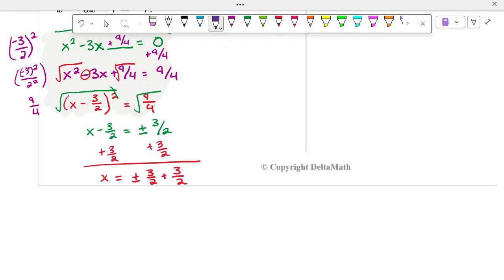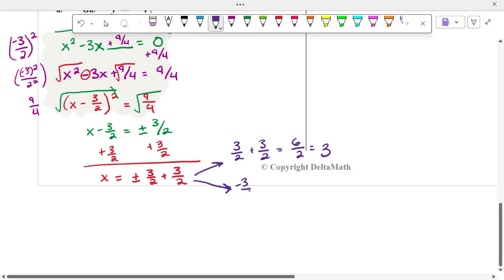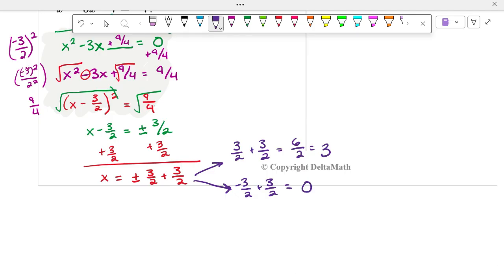I can then separate that into positive 3/2 plus 3/2, which is 6/2, or what's that? 3. And then negative 3/2 plus 3/2, which is just what? 0. So x is equal to the set of 0, 3.